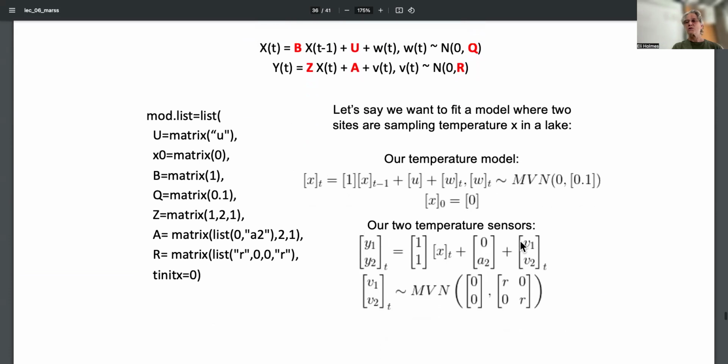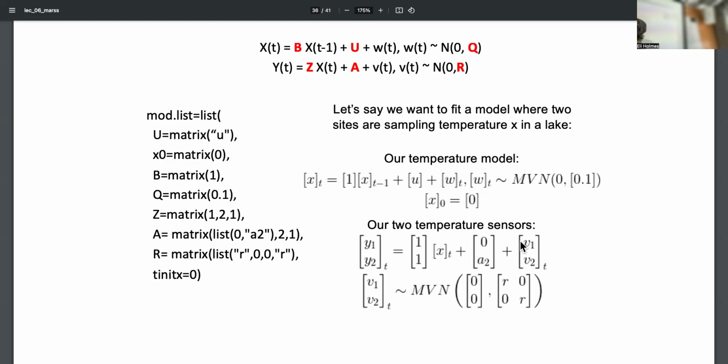Okay. So let's say we have a model that looks like this and looks like that. So the first step we always do is we write it out in matrix form, just like we would on a piece of paper. And we translate that into a list for each of the parameters. They are named B, U, Q, Z, A, and R, and they are capitalized like that.